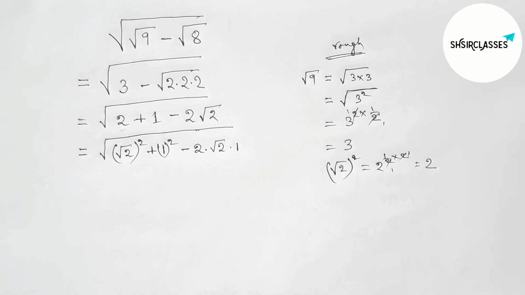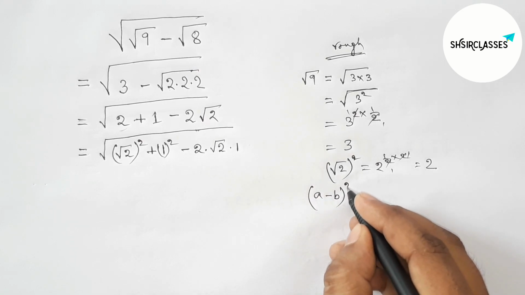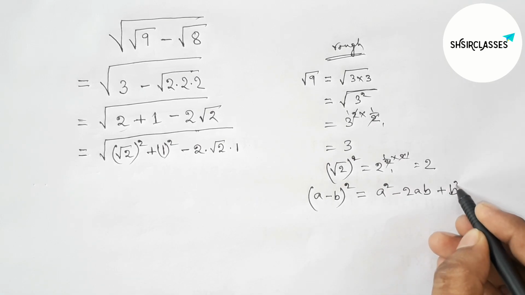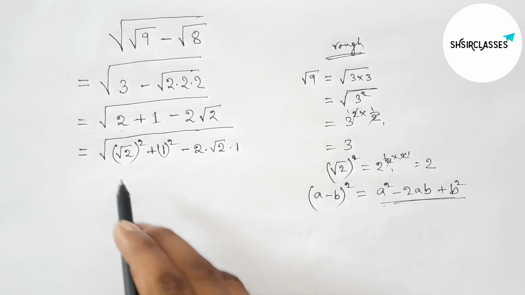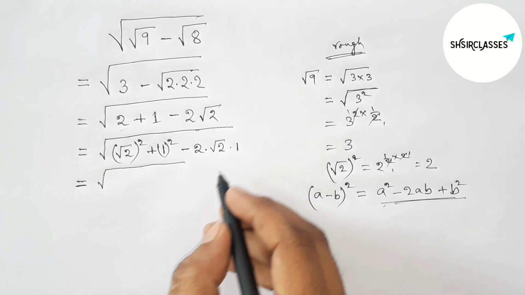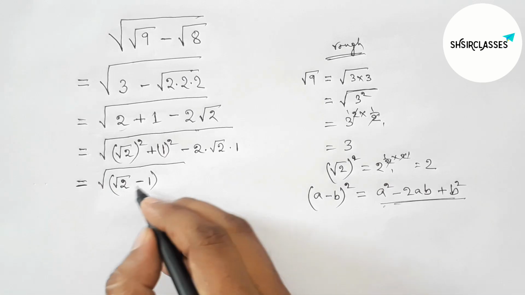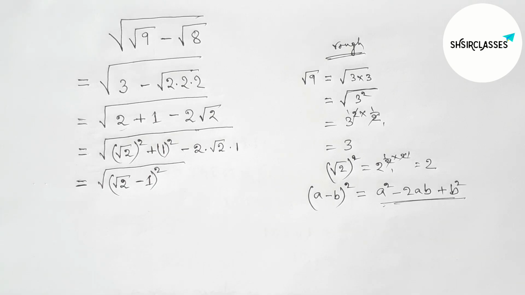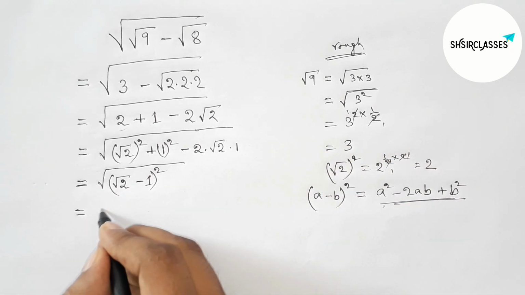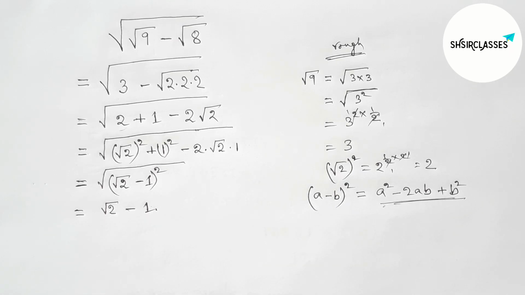Okay. Next, from this we can get a square formula, and everyone knows that a minus b whole square is a square minus 2ab plus b square. So comparing this, it is obviously a minus b whole square. Here a means root 2 and b equals 1, so root 2 minus 1 whole square. So from this we can get the formula, root 2 minus 1 whole square. In a similar way we can write root 2 minus 1, and this is the answer of root over root 9 minus root 8.